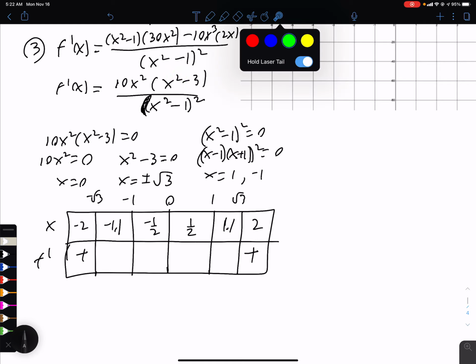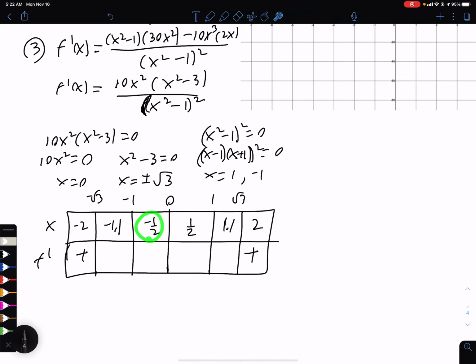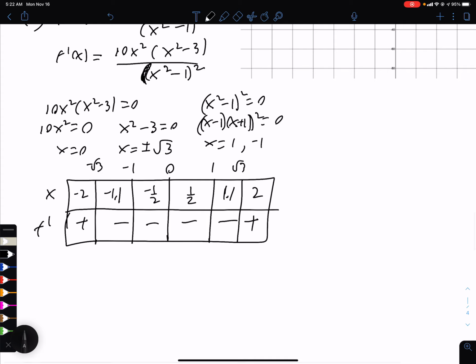So let's do a half. A half squared is 1/4 minus 3. That's negative. So we know it's going to be negative there and negative there. And 1.1 squared, that's going to be 1.21 minus 3. That's going to be negative. So it's negative there and negative there. And so that's going to be our sign chart. And that's going to tell us where it's increasing, where it's decreasing.